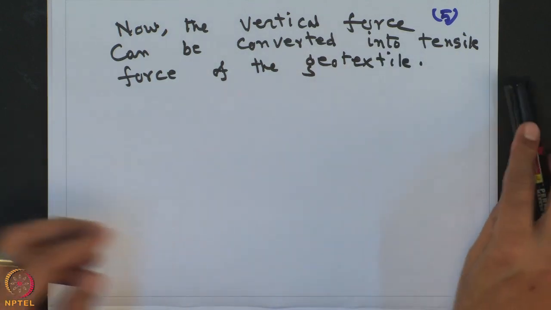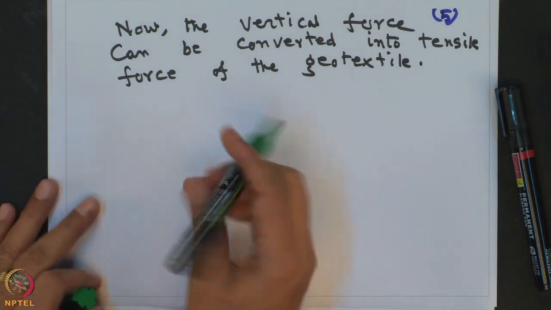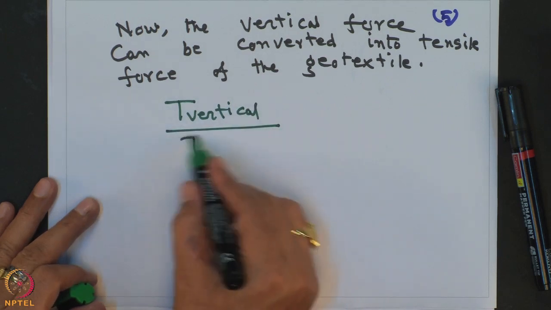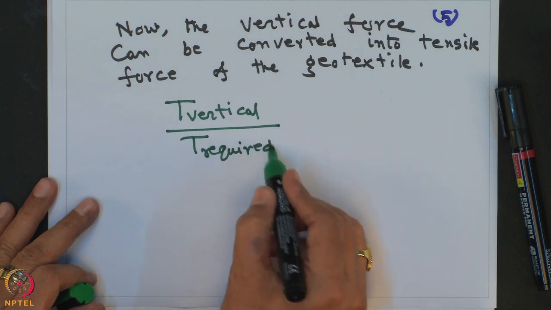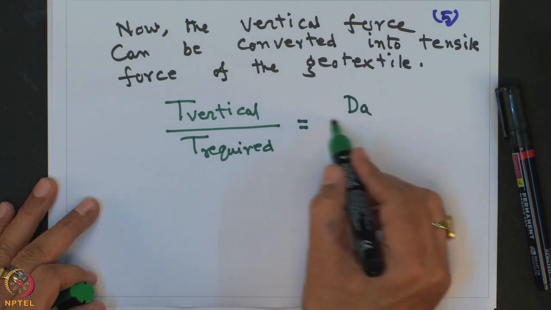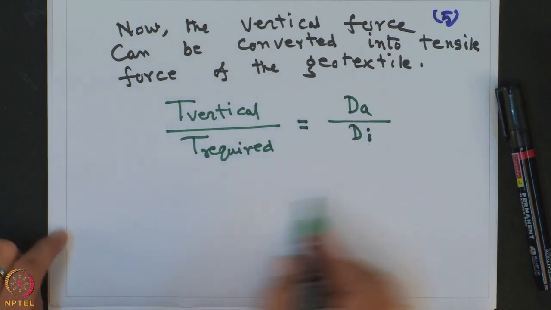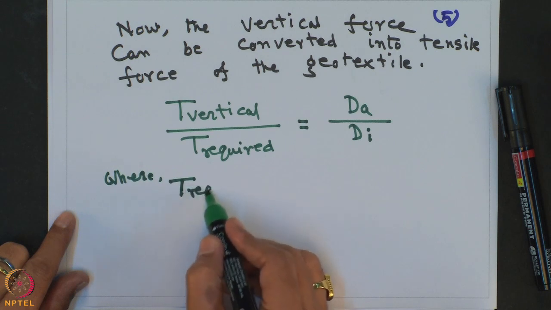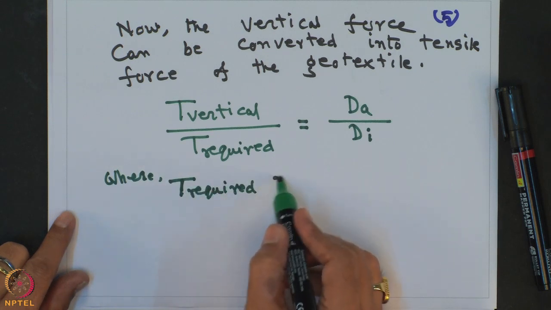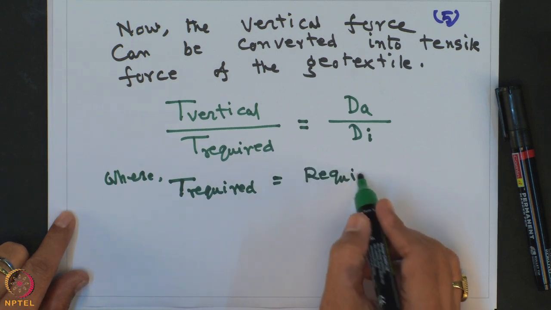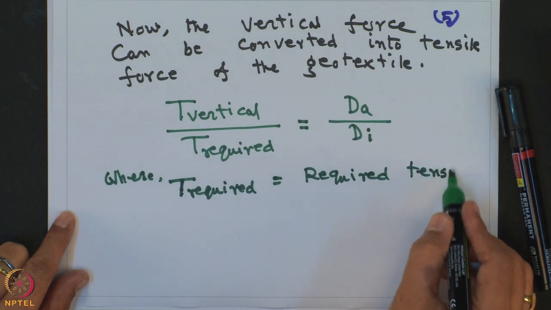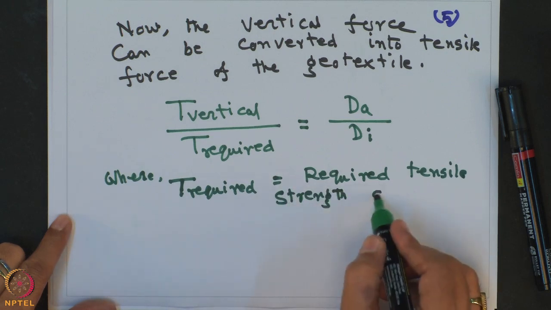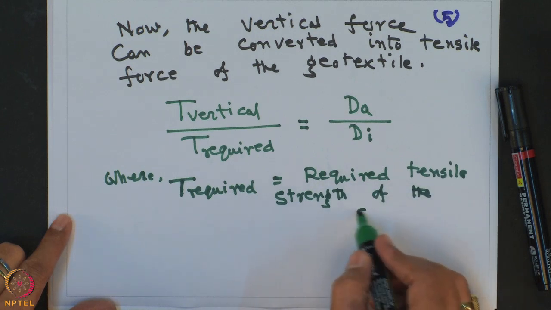So, then we can write this equation: T of vertical divided by T of required is equal to d of A divided by d of I, where T required is the required tensile strength of the geotextile.